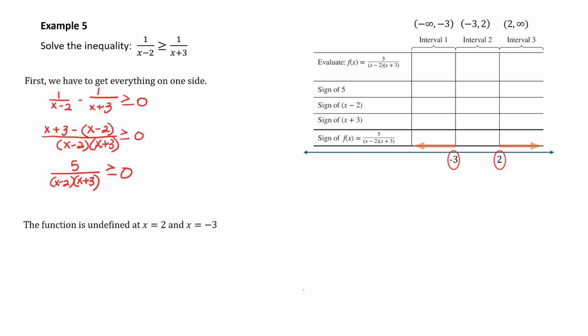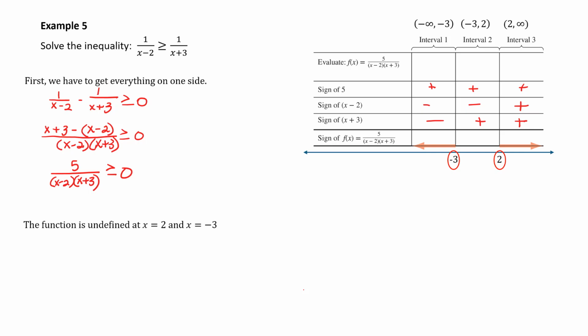5 obviously is always just 5, so it's always positive. The sign of x minus 2 on the interval from -infinity to -3 is negative. On the interval from -3 to 2, it's still negative, and then from 2 to infinity, it's positive. The sign on x plus 3, when you're in the negative area below -3, is going to be negative, and everywhere else it's going to be positive.